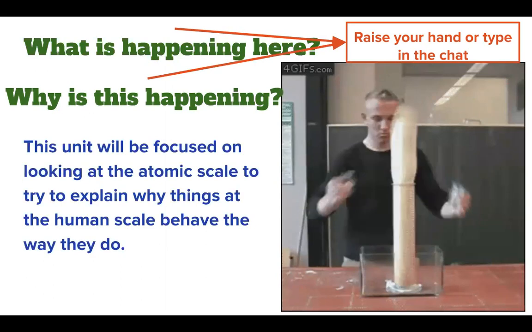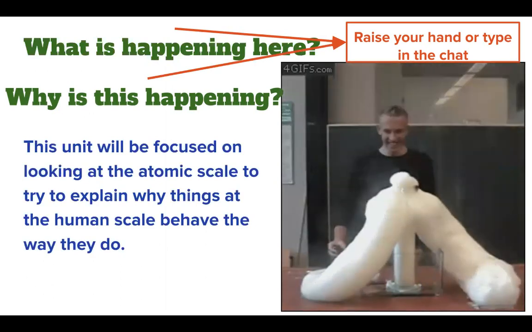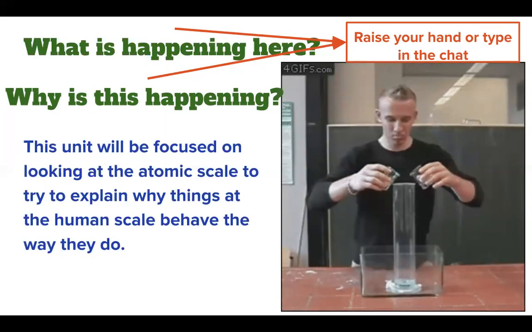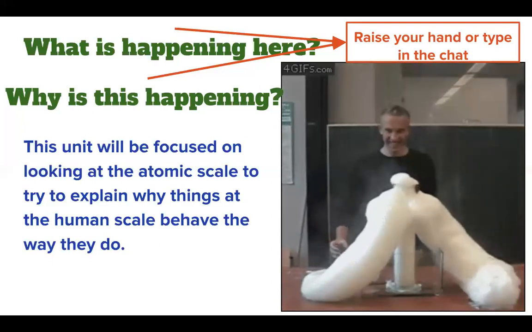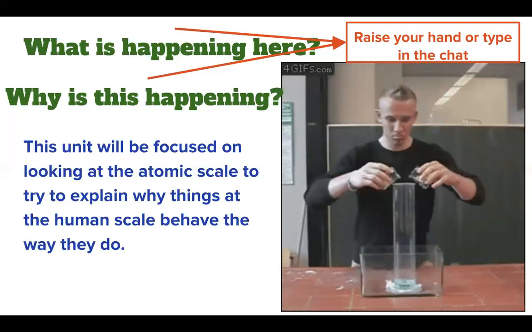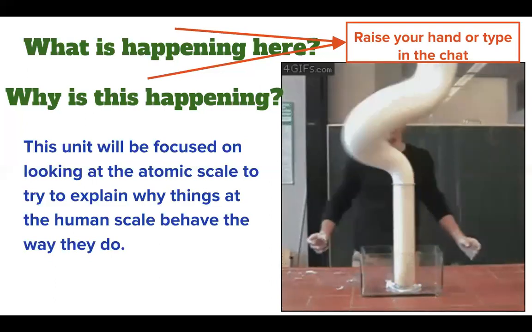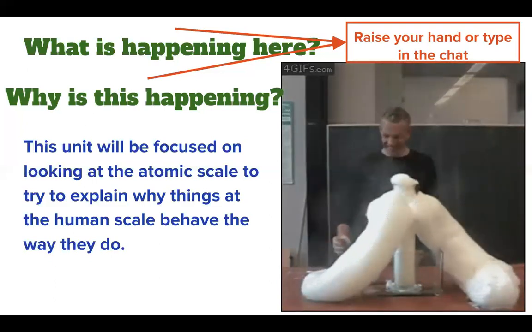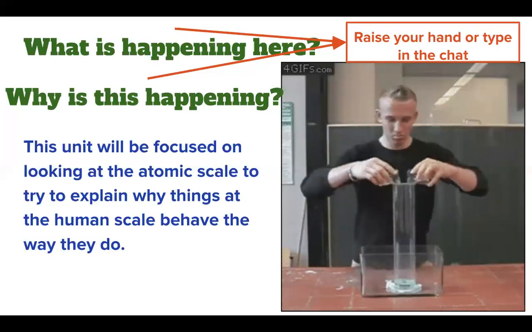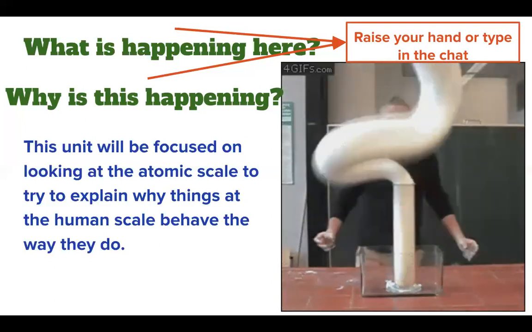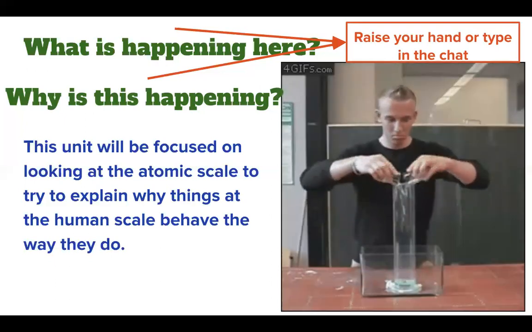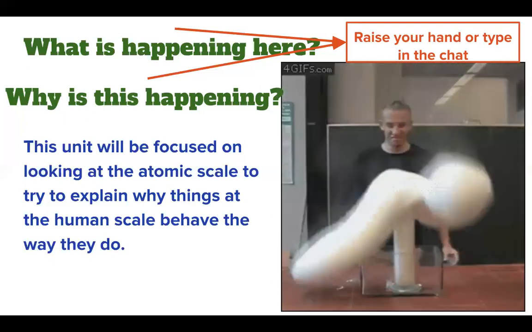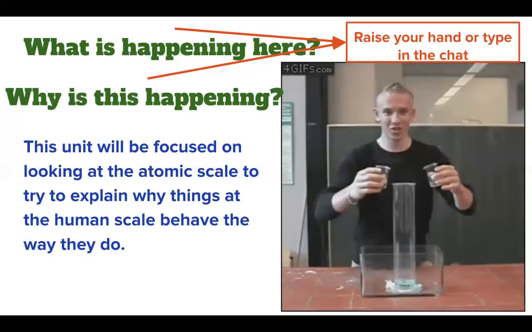All right, hopefully you've paused and hopefully you filled it out. Basically, what we have going on here is a chemical reaction. We have two fluids that are being put together and they are creating a brand new substance. This unit will be focused on looking at the atomic scale to try to explain why things at the human scale behave the way they do. So when we have these two fluids together, why is it making this solid structure? Why is it making this brand new substance? That's part of what we are investigating in this unit.